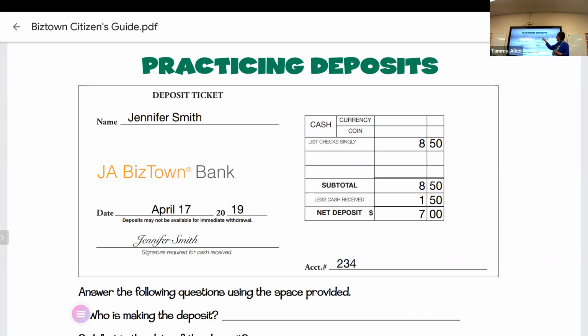If it's currency, it goes up here. If there's coins involved, it goes here. If you have received a check to deposit, it goes here. Okay?